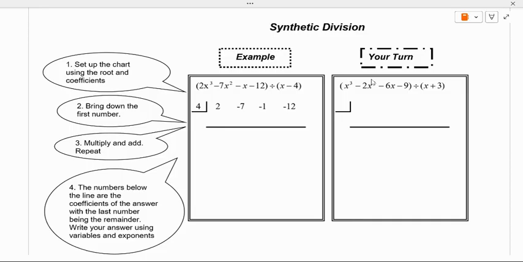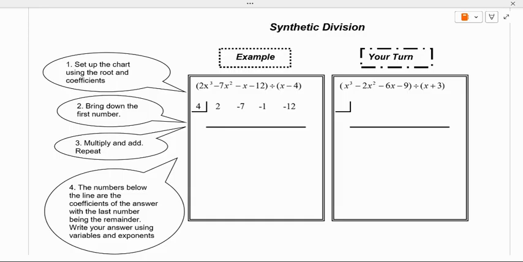So the steps, you set up a chart using the root. So if we're dividing by the polynomial x minus 4, we're taking 2x cubed minus 7x squared minus x minus 12, and we're dividing that by x minus 4. You guys don't need your computers. Close them. Just go ahead and close them.